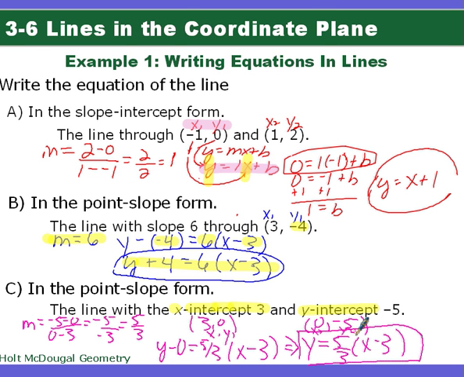And now I pick one of these points to plug into my point-slope form. I picked this one. And so now I've got y minus 0, that's my y1, is equal to my slope, 5/3, times x minus 3, which is my x1. I can simplify y minus 0 to be y, so my final equation is y equals 5/3 times x minus 3.